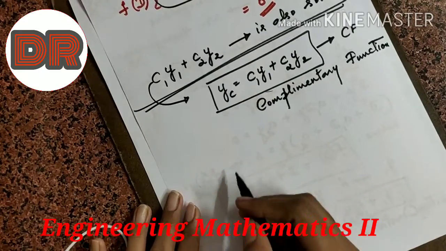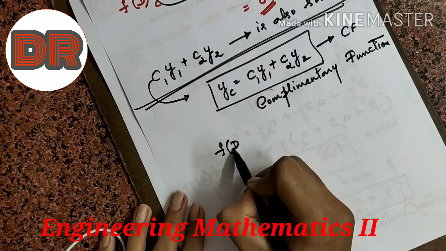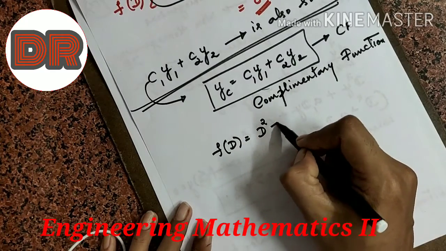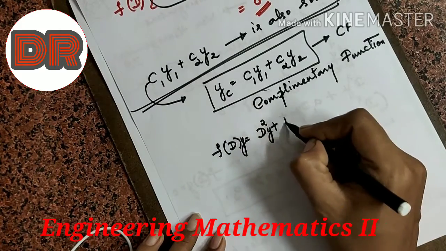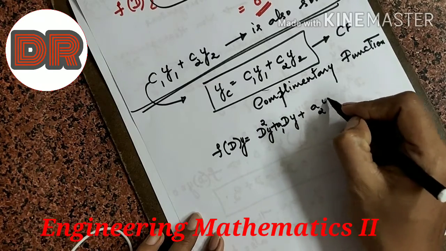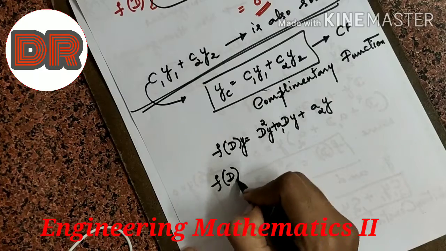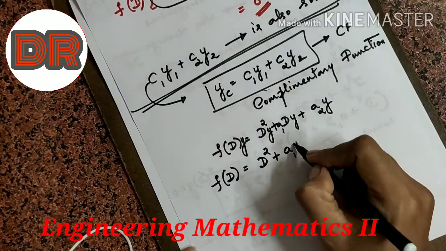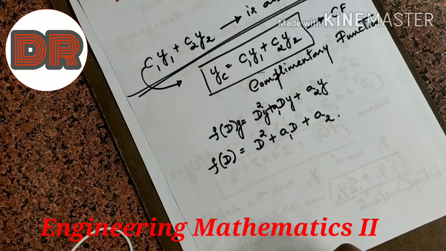So we have seen previously, if a second order differential equation is taken, then f(D)y can be written as D squared y plus a1 dy plus a2 y. From this, f(D) is equal to D squared plus a1 D plus a2. So this is something similar to a quadratic equation.